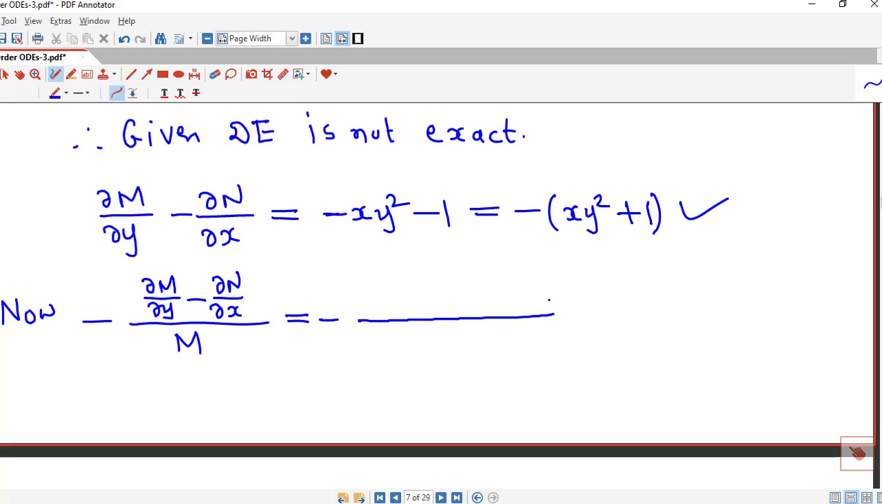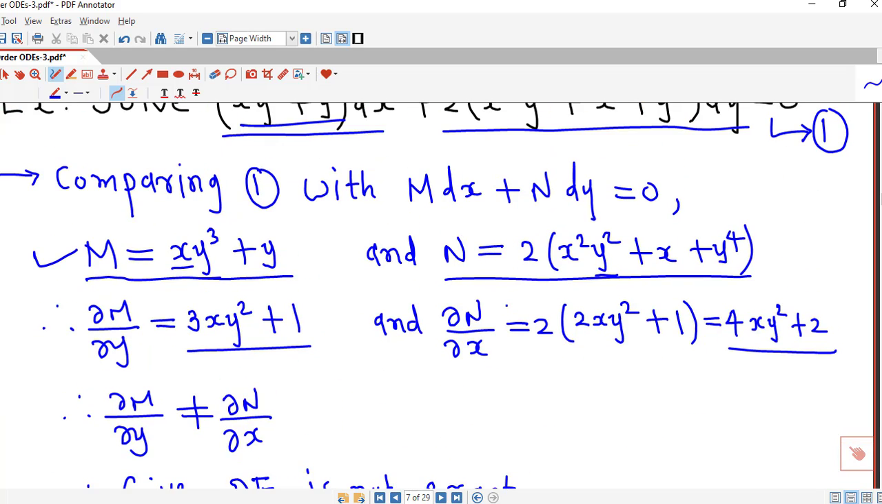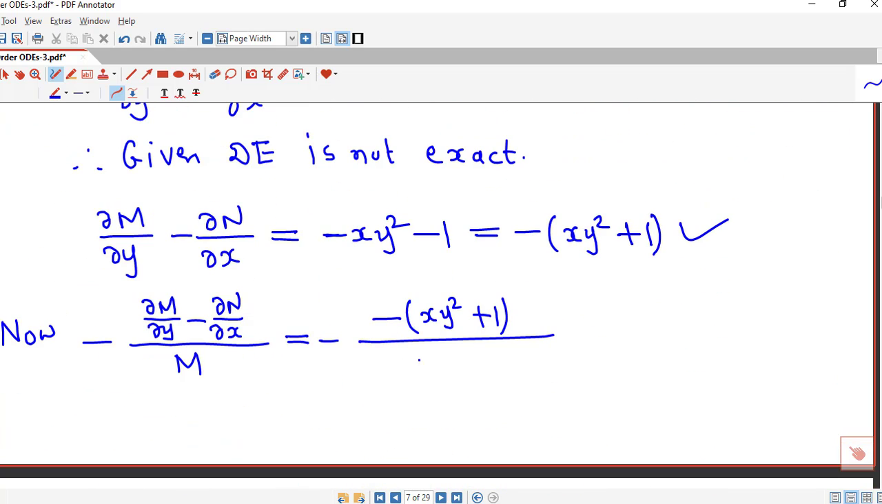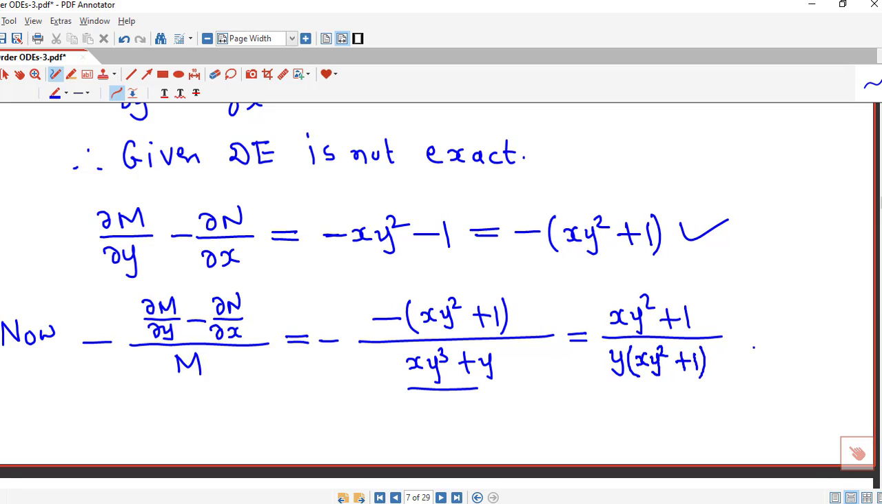So we now consider negative of (del M by del y minus del N by del x) divided by capital M. So negative of, this is also a negative sign, x into (y square plus 1), and capital M is xy cube plus y. Now this negative positive, so in the next step we cancel out the negative signs. Here we take y common in this quantity, so we have x into (y square plus 1), and x into (y square plus 1) will cancel out, and we are left with a function of y only.